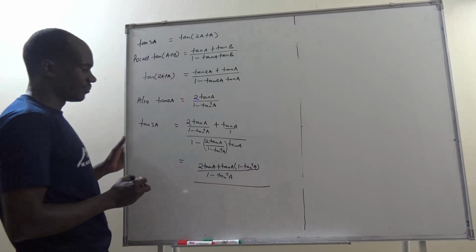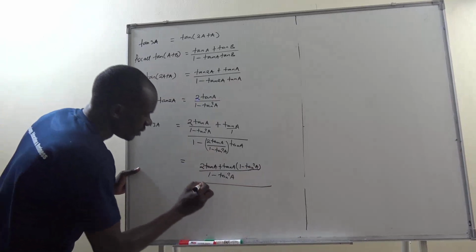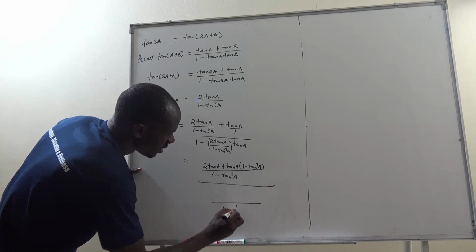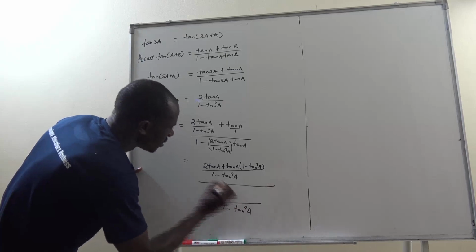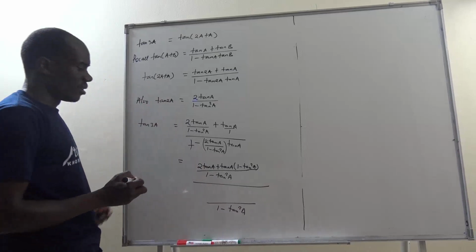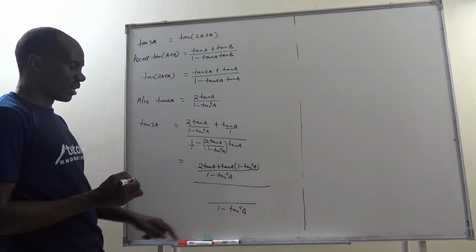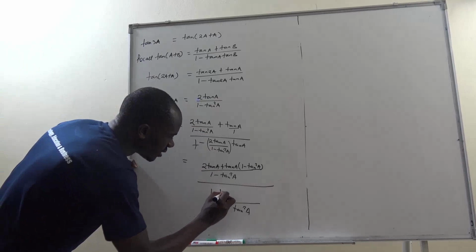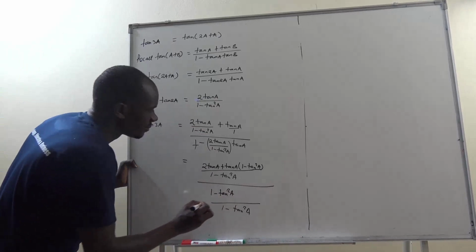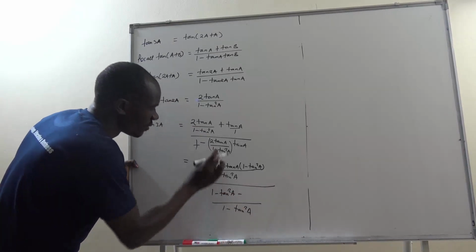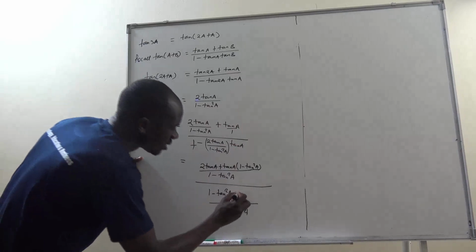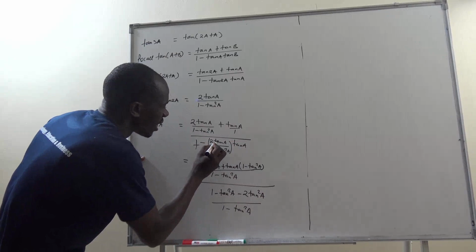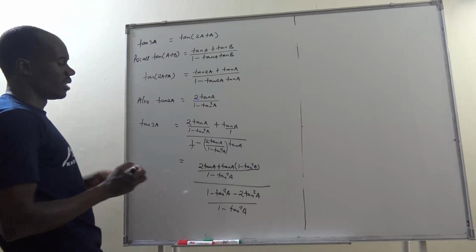all over. What is the LCM again here? 1 minus tan squared a. This is like out of 1. The whole of this divided by 1 gives 1 minus tan squared a times 1, so we get 1 minus tan squared a, minus the whole of this divided by this, we get 1 times that, giving 2 tan squared a. Tan a times tan a is tan squared a.